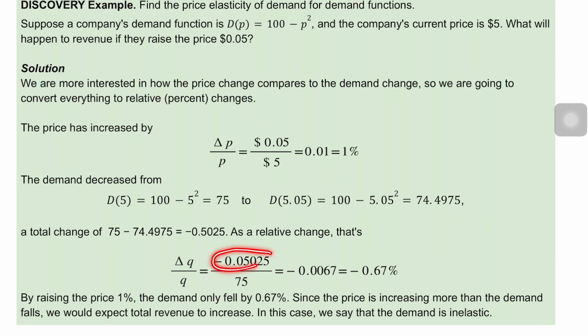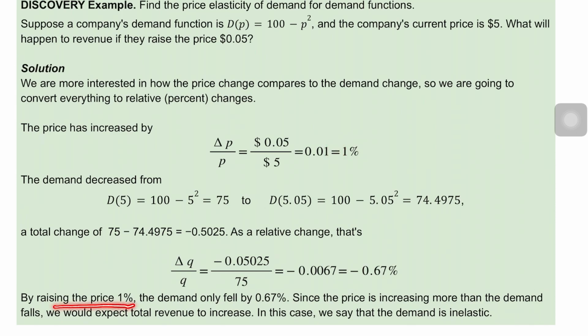So if we look at the change over the original demand, that's what we call relative change. And so that will give us approximately negative 0.0067, or in other words, negative 0.67%, right? So if you notice, these are very small numbers, right? 1%, this is a decimal percent, right? So what this means is, if you raise the price, remember that negative means decrease, positive means increase.